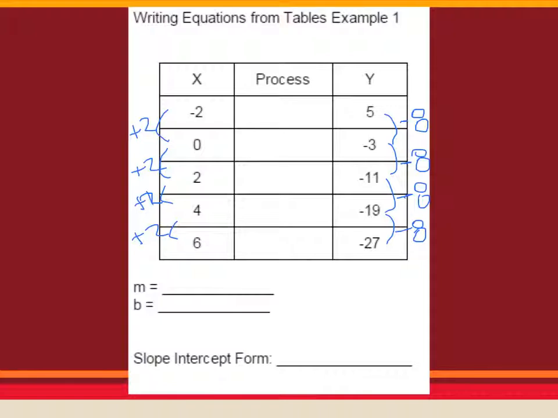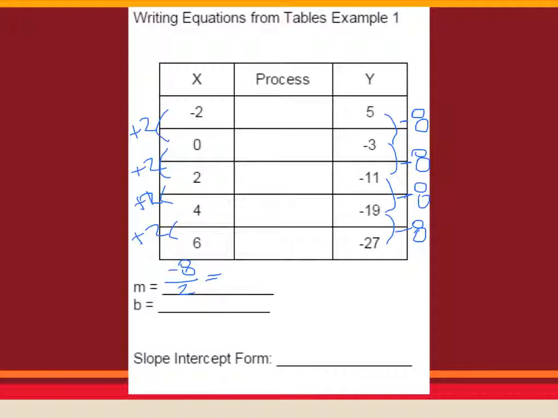Our slope, remember that slope from a table is the change in y over the change in x. It's always our y values on top. So our change in y was negative 8. Our change in x was plus 2.